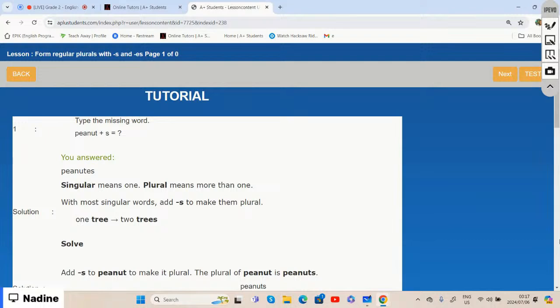All right, so now we're going to look at our activity, right? We're only going to type in the missing word. So it's going to be the word plus S, right? It means that we need to add the S, and then we need to say what the plural form of the word is. All right, so here we have the word peanut plus S. What is peanut plus S?